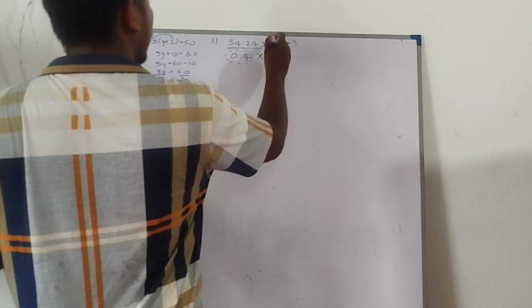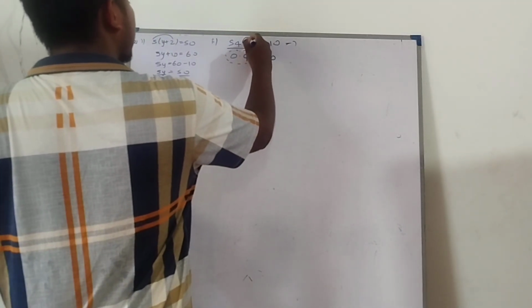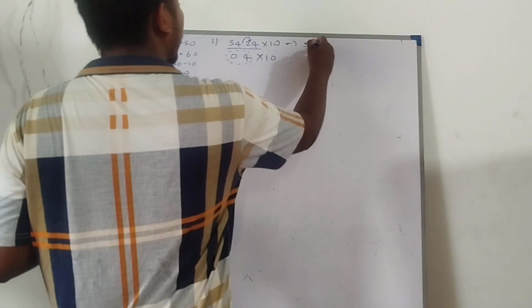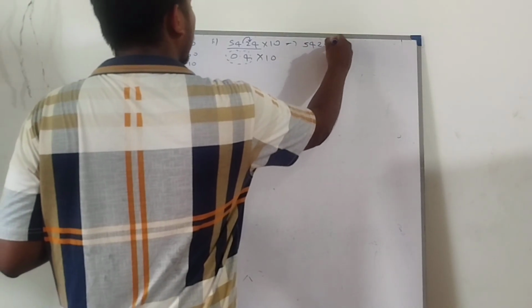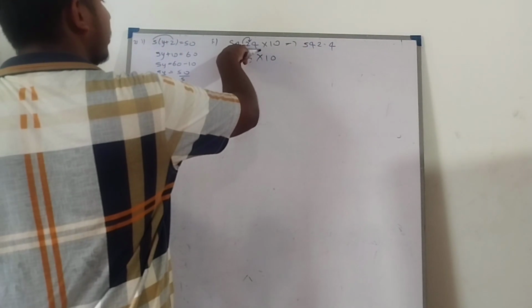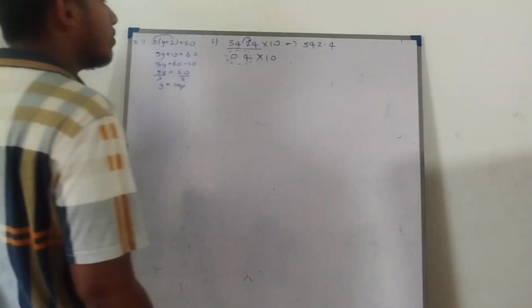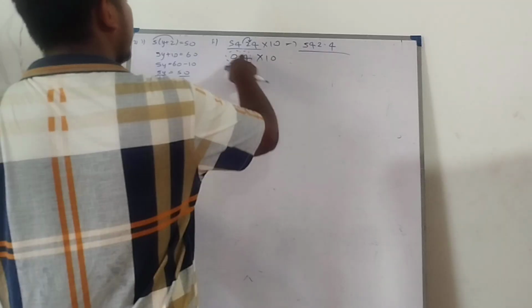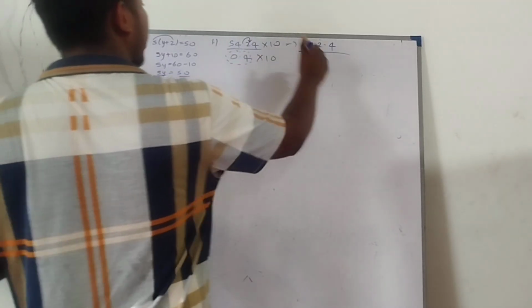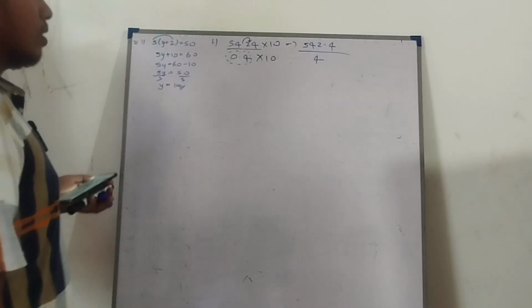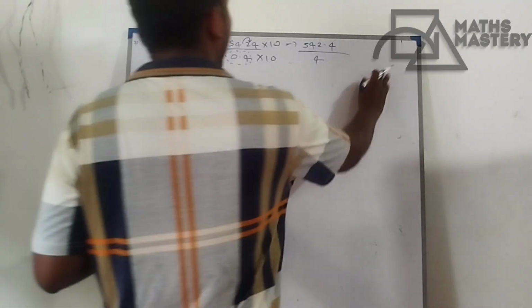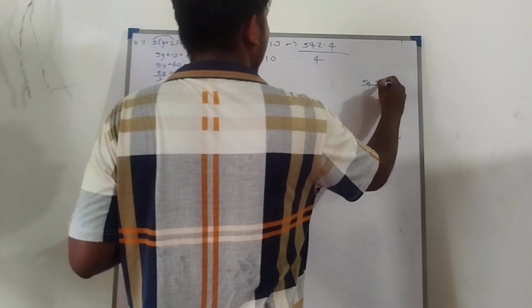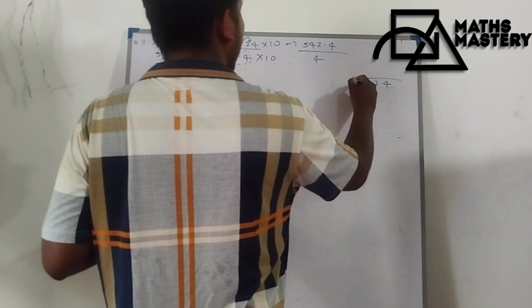So 54.24 you multiply by 10, the decimal place jumps one place, so the answer is 542.4. Divided by 0.4, this point jumps to this side, so the answer is 4. So 542.4, let's divide by 4. This is a long division. The rough work, divide by 4.